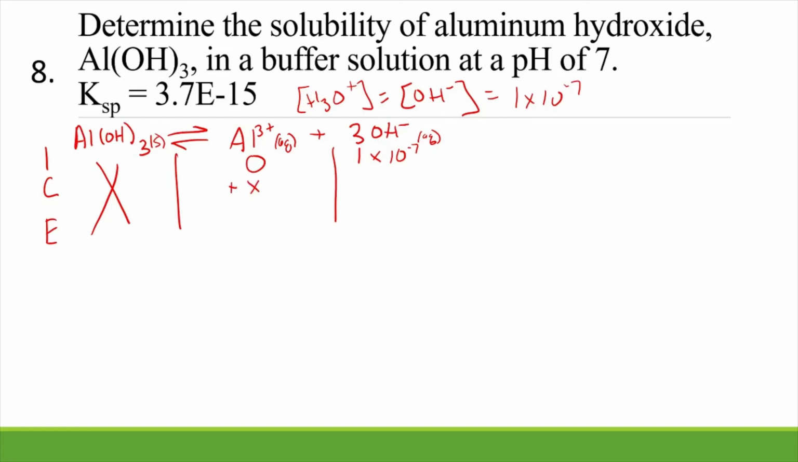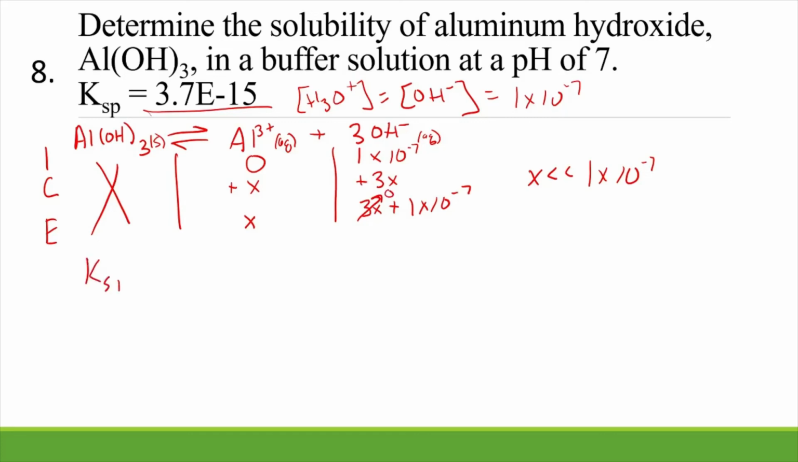So the aluminum is gaining some X. That means we're gaining 3X of hydroxide because of that 3 in front of it. So at equilibrium, we have X aluminum and 3X plus 1 times 10 to the negative 7th for hydroxide. All right, so we can also assume that X is way smaller than 1 times 10 to the negative 7th, because 10 to the negative 7th is already really small. But then look how small this Ksp is. So yeah, that's going to be 0. So that makes our lives a lot easier.